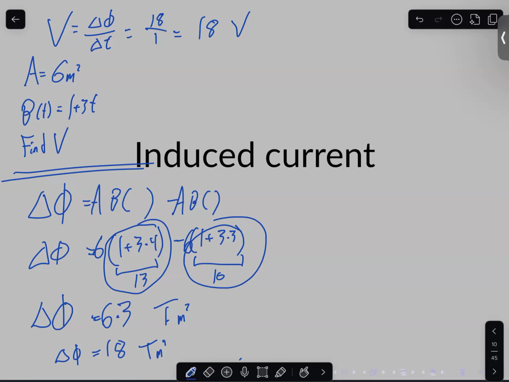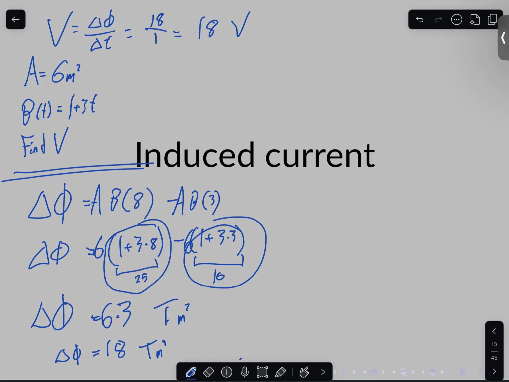8, great. Is 8 where it's starting or ending? Ending. It ends at 8 seconds, and a number smaller than 8. 3 seconds, great. 3 seconds is great because I already calculated that. That's 60 Webers there. Okay, so what's B at time 8? 3 times 8 is 24, plus 1 is 25.